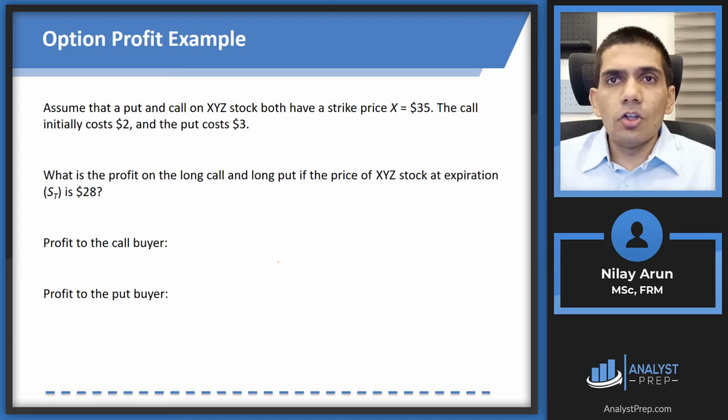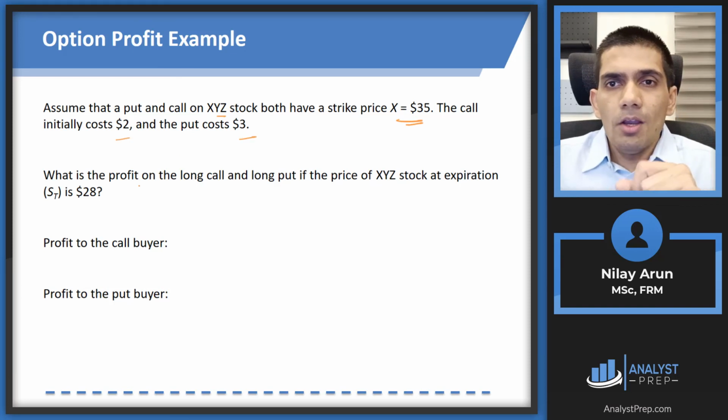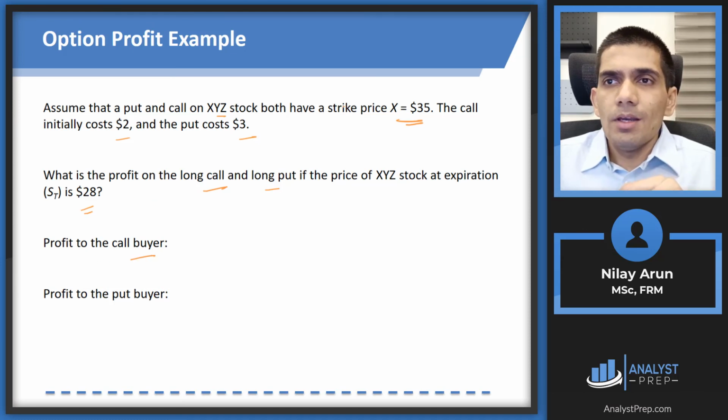Now let's look at the option P&L. Now assume that a put and call on XYZ stock both have a strike price of $35. The call costs $2 and the put costs $3. So we know the option premium for both the call and the put. What is the profit on the long call and long put if the price of the stock at expiration is $28? Now let's look at what would be the profit to the call buyer.